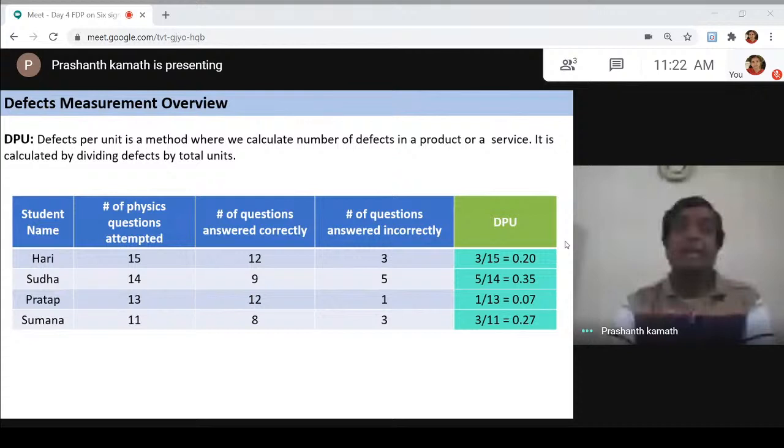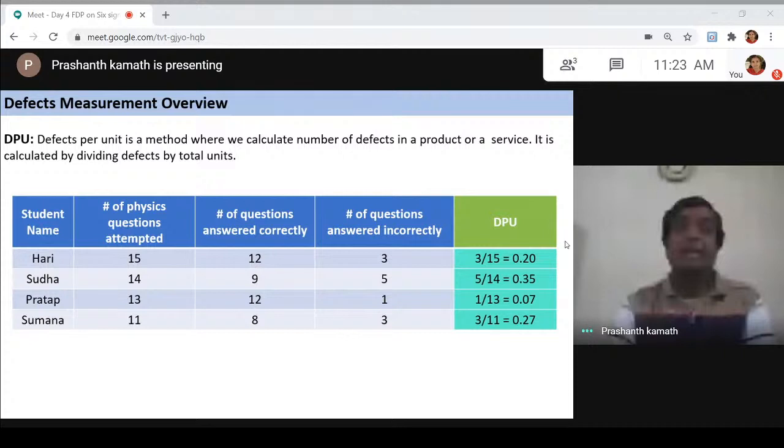But if you say, I would prefer to look at that student who has scored high, who has attempted the highest number of questions, but doesn't matter how many questions he got wrong, then DPU is not the right measure, right? So here, if you feel that you will go based on DPU score, then Pratap is the clear winner because he has attempted 13 questions and has got only one wrong. So 1 by 13 is 0.07. So this is how we take DPU.